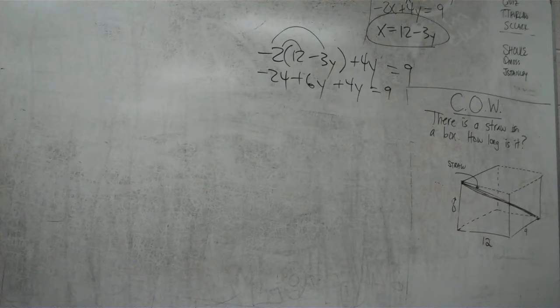Okay? What do I do here? Distribute. Negative 2 times 12, is that negative 24? Mm-hmm. Negative 2 times negative 3, is that a positive 6y? Mm-hmm. Plus 4y is equal to 9. This demonstrates why we're doing this in the first place, because graphing is not always the best way to go. Graphing is a terrible idea, especially with this.